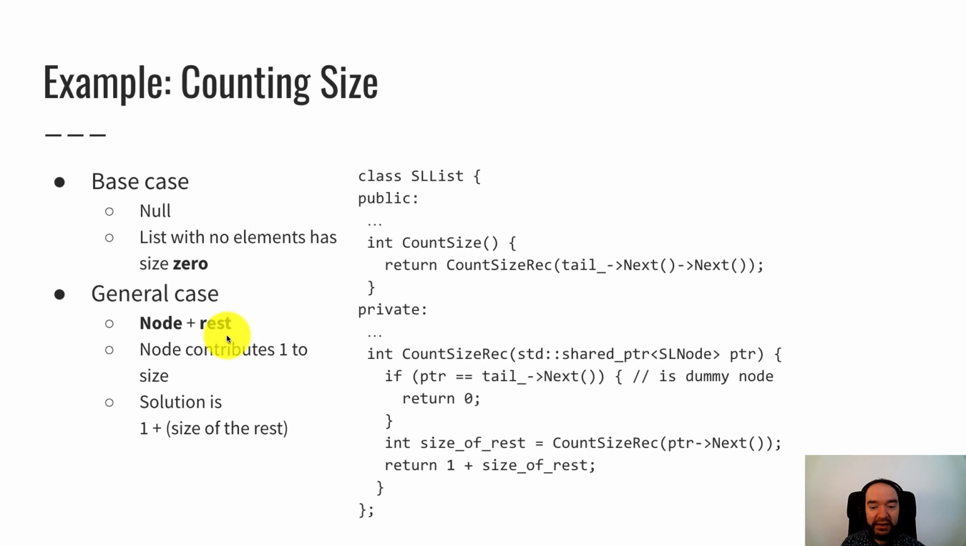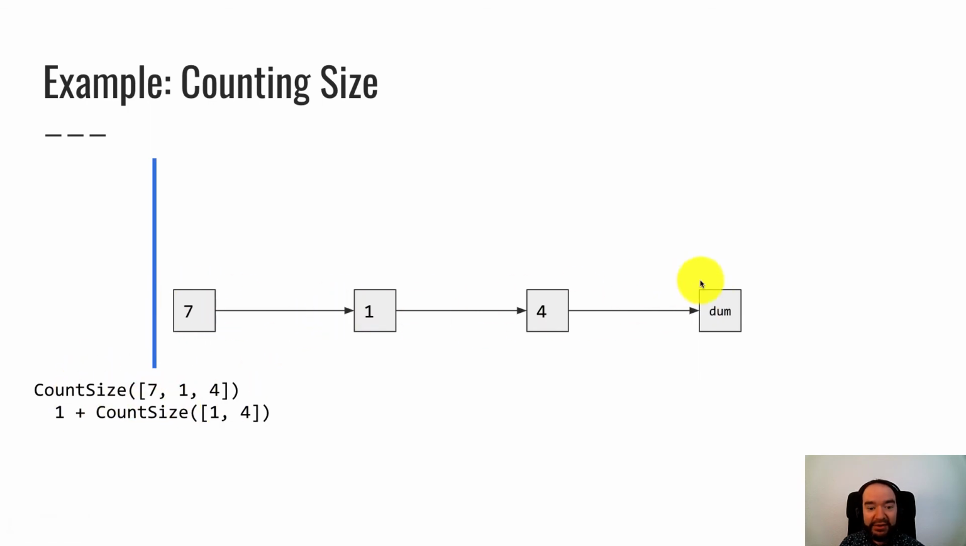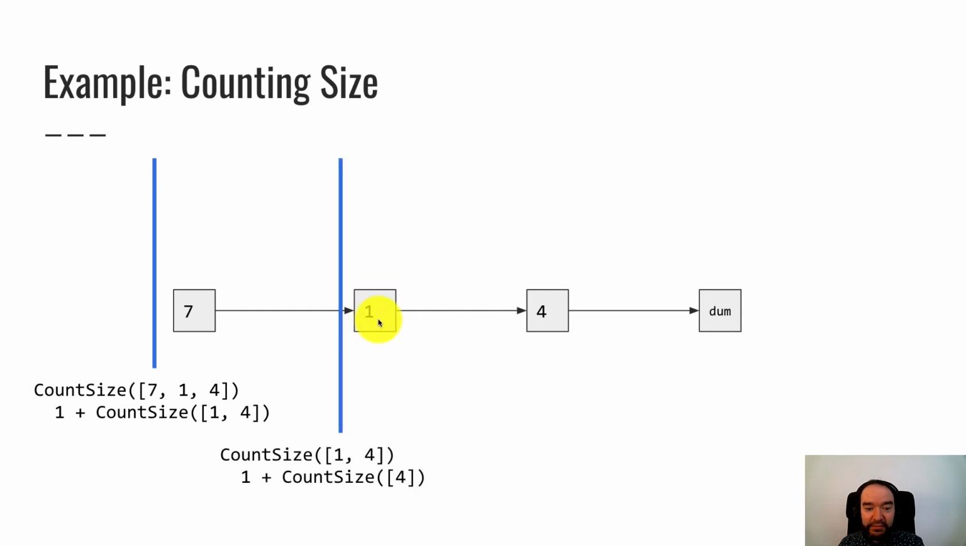Our code will say, am I at the dummy node? If I'm at the dummy node, the answer is 0. Otherwise, the answer is 1 more than whatever the count of everything to the right is. So to begin with, am I at the dummy node? No. So the answer is 1 plus count size of the 1, 4 list, meaning everything to the right. So this function is paused while we call count size recursively on the second node. So what does that do? Okay, it's given a pointer pointing at the node containing 1, the second node in.